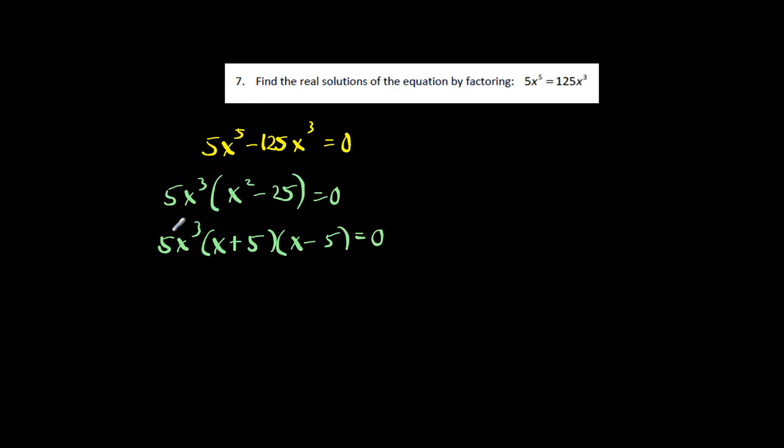So they want the real solutions. This gives you a 0. And it's a triple root because it's cubed. This gives you -5. This gives you +5.